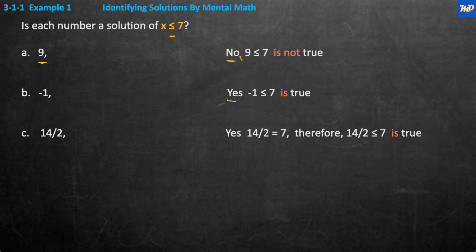And how about 14 halves? Is 14 halves less than or equal to 7? Yes, the answer is true. Yes, because 14 halves is equal to 7, and therefore 14 halves is less than or equal to 7. It works with the equal piece right here, the equal to 7. And this is a true statement.